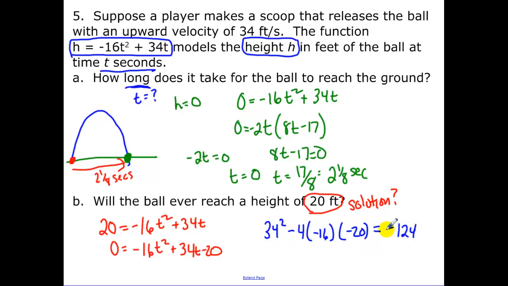So our discriminant is negative. When the discriminant is negative, we have no solution. So will the ball ever reach a height of 20 feet? No, because we had no solution to our discriminant equation. So 20 feet is probably up here. Our ball may only get to like 16 or 17 feet.